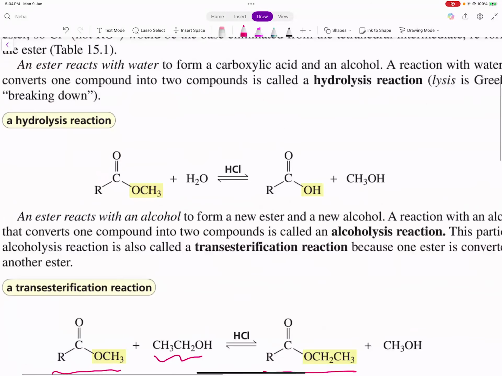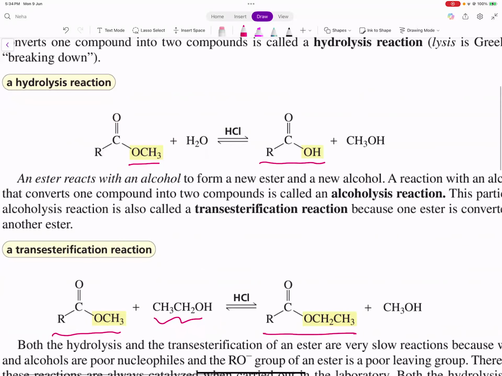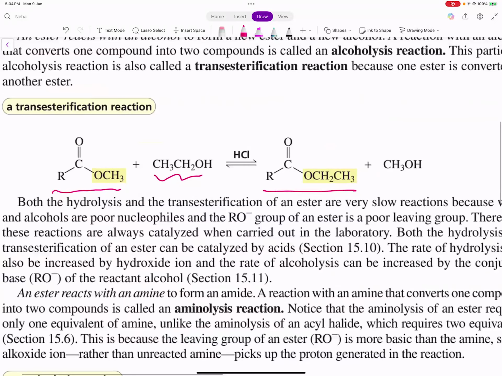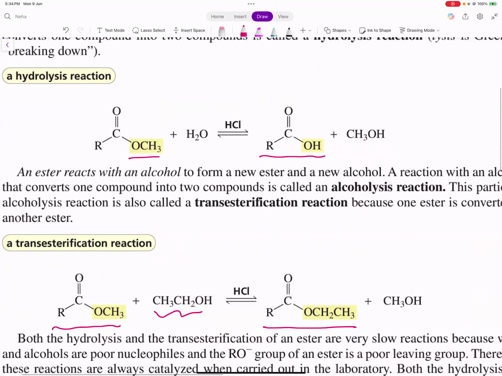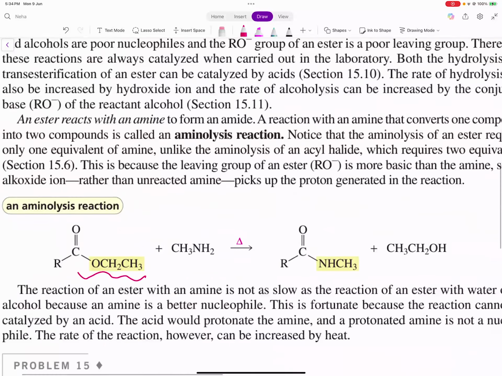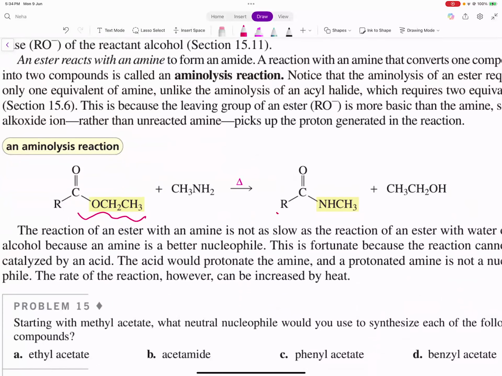There's hydrolysis of an ester, which is going to give me a carboxylic acid as product, and you can see that it is an equilibrium reaction. Then we have a transesterification reaction. Again, you can see that it is an equilibrium reaction. Both hydrolysis of an ester and transesterification, we are using an acid catalyst, right? Please keep this in mind. And finally, when an ester reacts with an amine, we are going to get an amide.